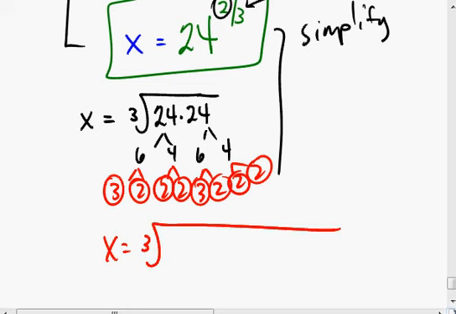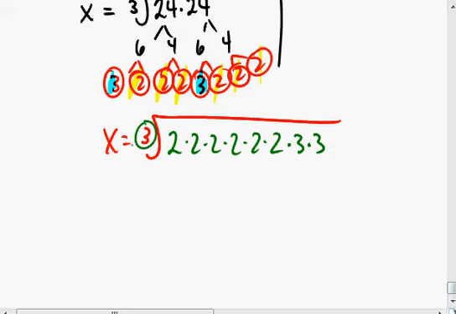Cubed root of, let's see, we got 1, 2, 3, 4, 5, 6 2's. Once you do this enough, you could just write 2 to the 6th. I think it's important, though, to write it out when you first start doing this. So we got 6 2's and 2 3's. And the rule of this game is we need 3 of a kind.